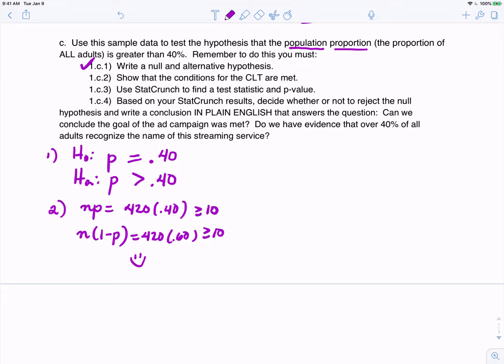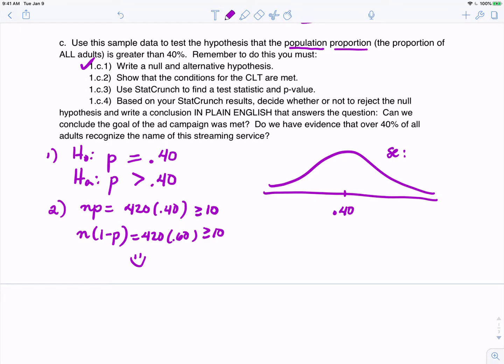Now, what does the central limit theorem say? The central limit theorem says that samples will vary from sample to sample, but we can predict the shape of the sampling distribution. It's going to be normal. It's going to be centered at the hypothesized population proportion.